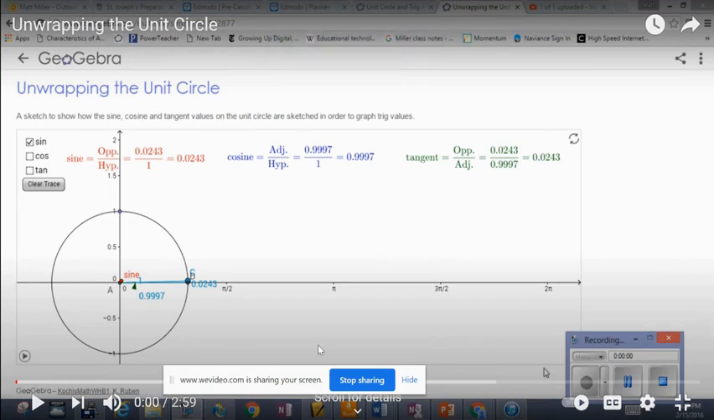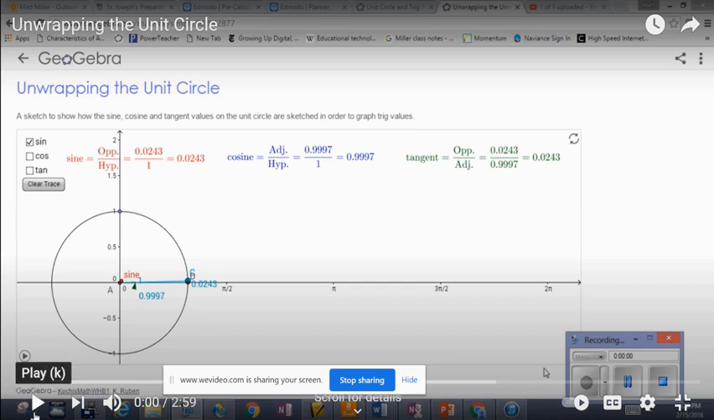Okay, notice that we have a circle. If you look at the top and bottom, its radius is 1. And we have the opposite over hypotenuse ratio, the adjacent over hypotenuse, and opposite over adjacent. We do have all of those values.